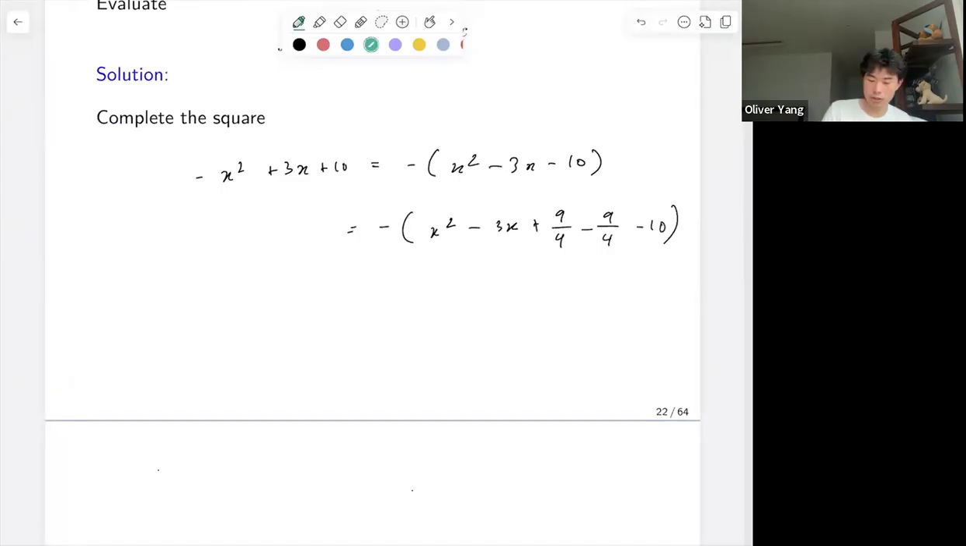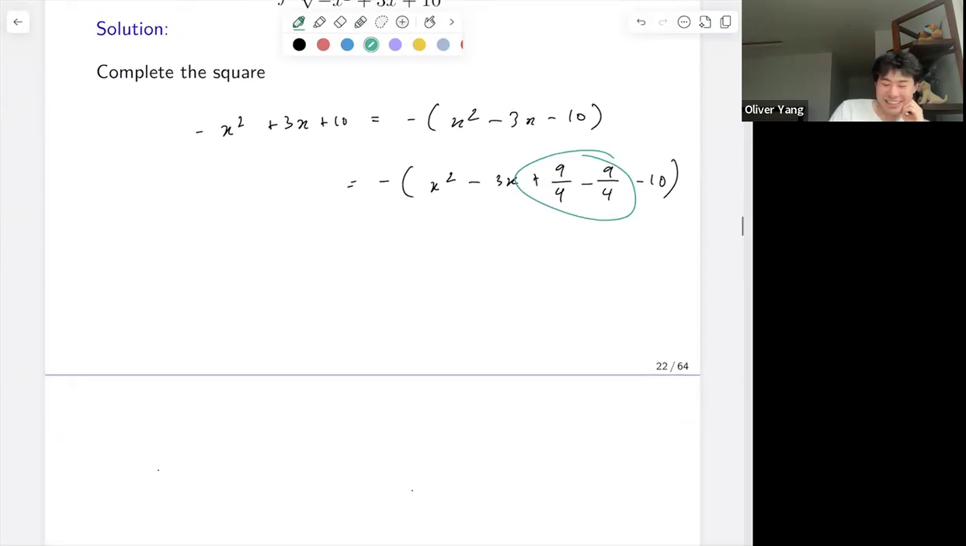Okay, so this is the same thing. Does everybody understand how I got the 9 on 4s? Just completing the square. Okay, cool. And then we can factorize it. So which part is our square bit? It is going to be this bit, right? This is a perfect square. So we can rewrite this as x minus 3 on 2 squared, and it's going to be 49 over 4.